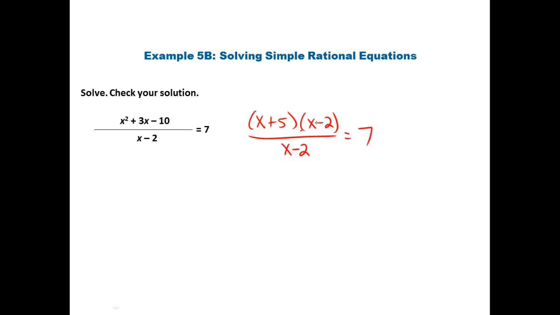Alright, now this is nice. The x minus 2's cross out. So x plus 5 equals 7. So x equals 2. Alright, now after we do this, we go back, we look at our equation, and think, can x equal 2? Well, if we go back here, if x is 2, we're going to get 0 in the bottom, and that's no good. Alright, so we're going to actually say this has no solution.